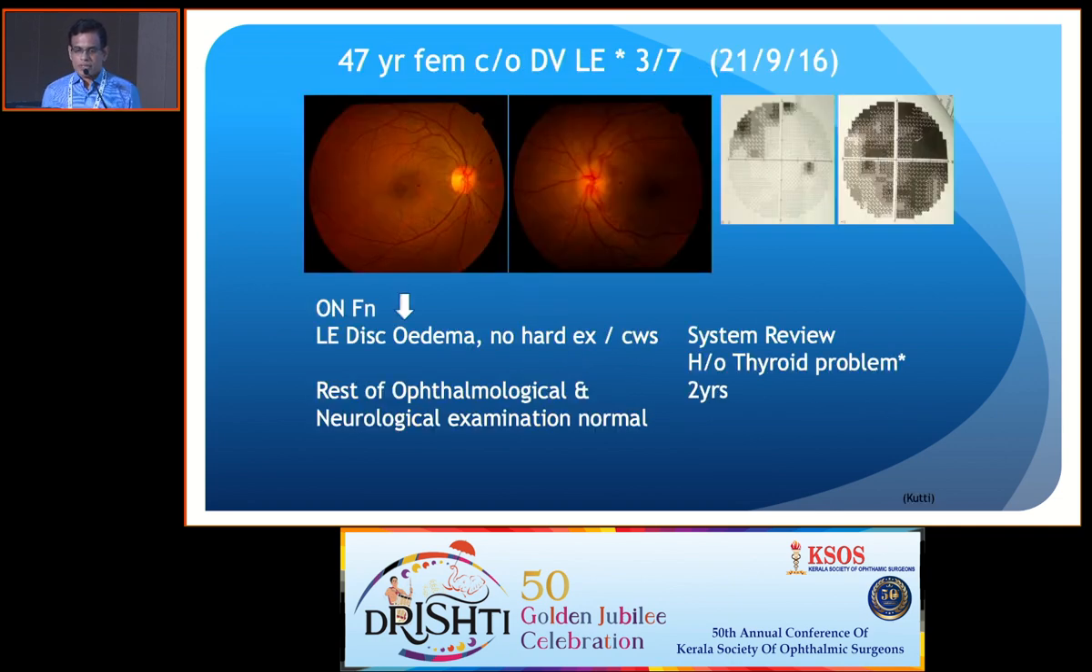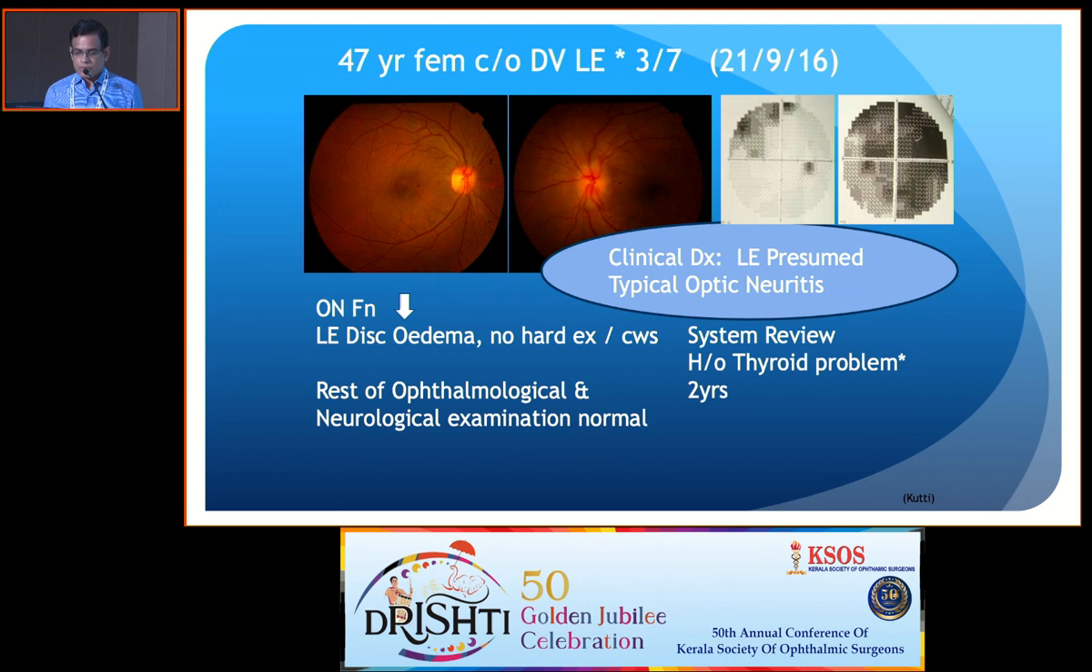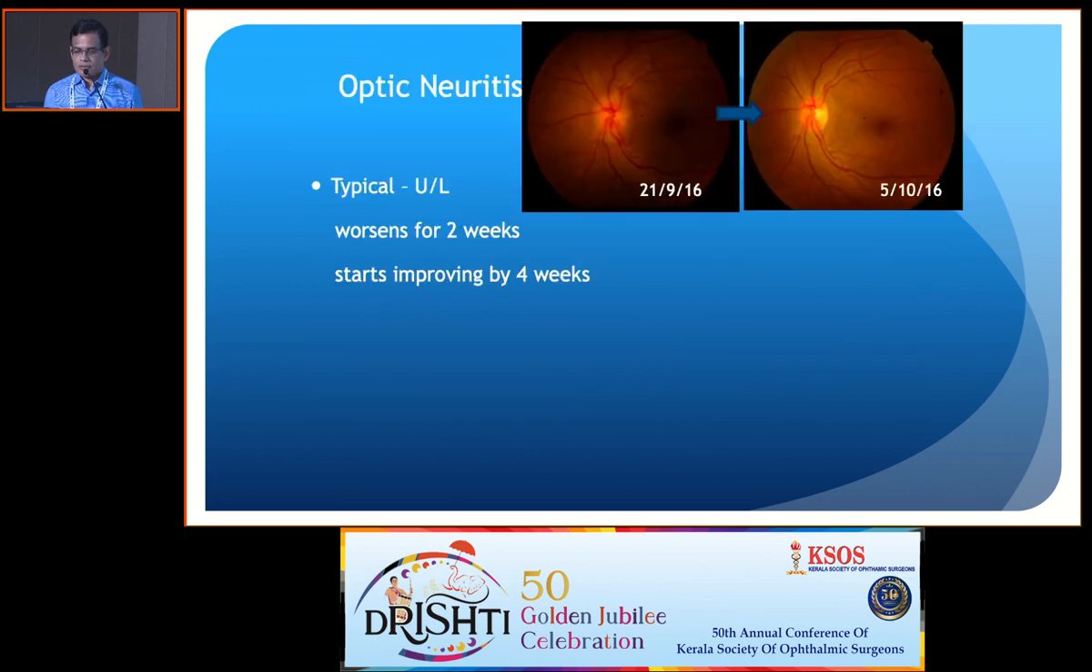So a few examples here. A 47-year-old female, decreased vision in the left eye for 3 days. You can see the disc edema in the left eye, right eye is normal, and all the optic nerve functions were depressed. So thinking presumably a typical optic neuritis. And typical optic neuritis behaves in a certain way, worsens for 2 weeks and starts improving by 4 weeks. And that is exactly what happened in this patient.